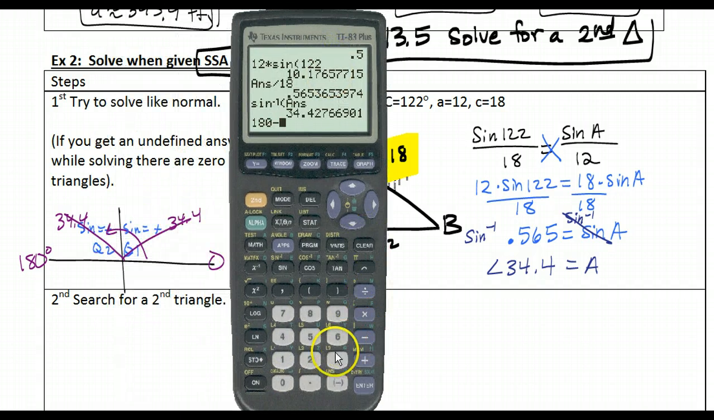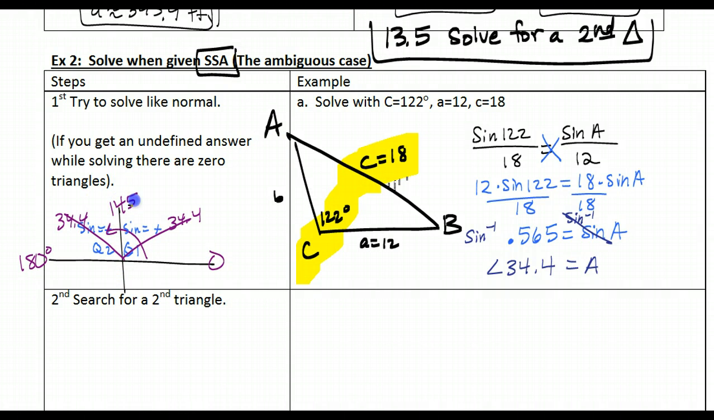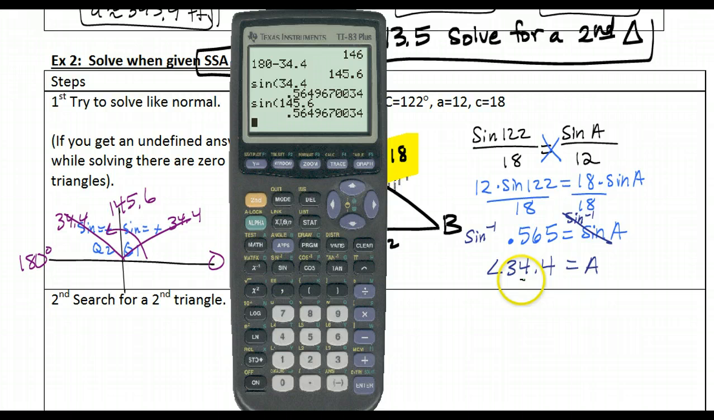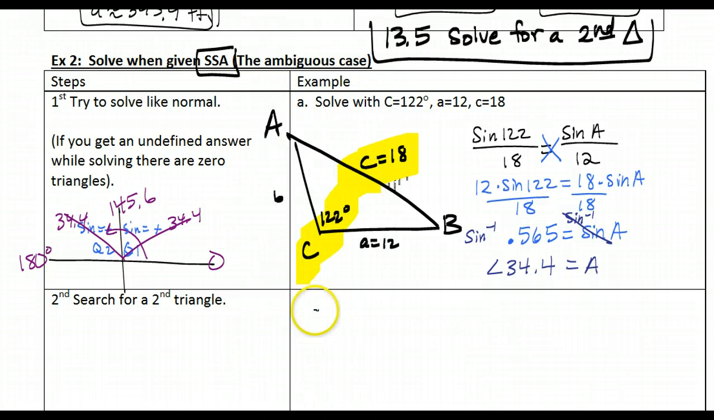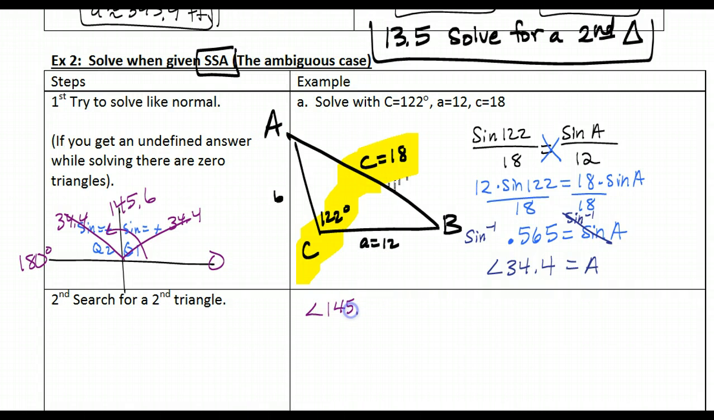180 minus 34.4, or 145.6. Here's the deal. If I look at my calculator, sine of 34.4 is the same thing as sine of 145.6. See that? We know that 34.4 is going to work, but maybe sine of 145.6 also works. So for my second triangle, it could also be 145.6. We'll come back to that in just a second.